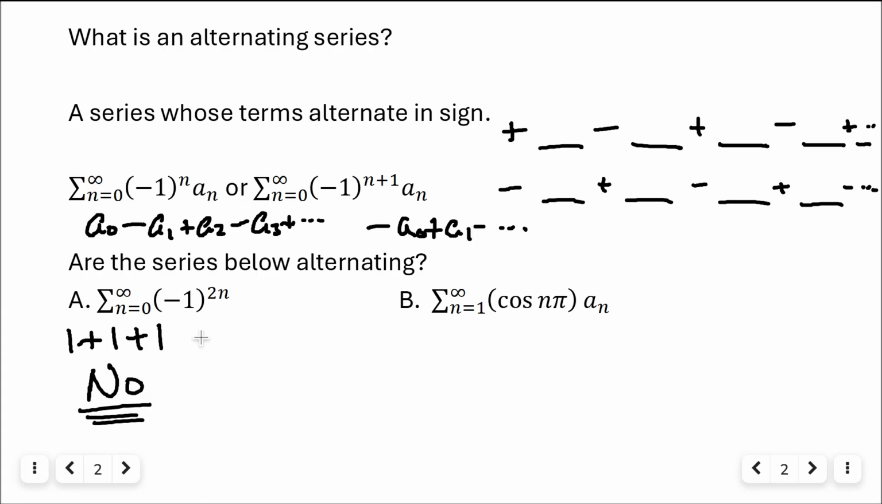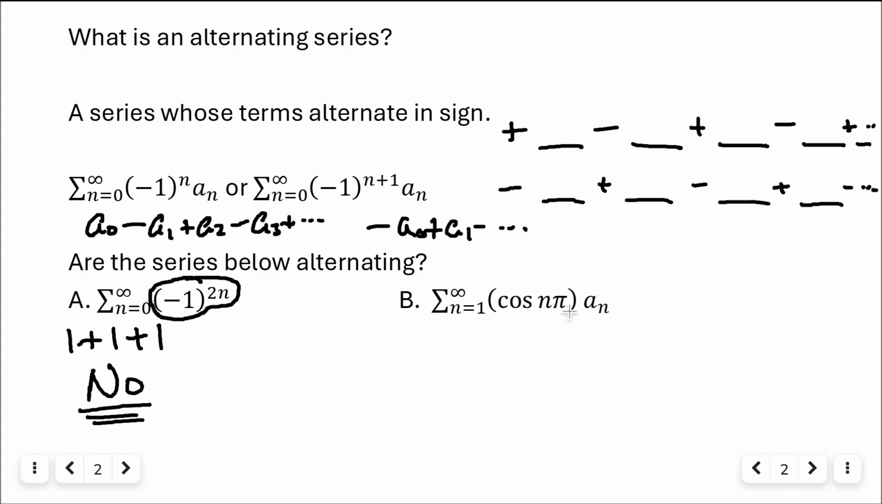What I want you to understand is that just because you see a negative 1 with a power in a series does not necessarily mean it alternates. So you do have to be careful and look carefully, because if a series doesn't alternate, you obviously can't use the alternating series test on it. All right, so let's look over here. This one's a little more complicated.